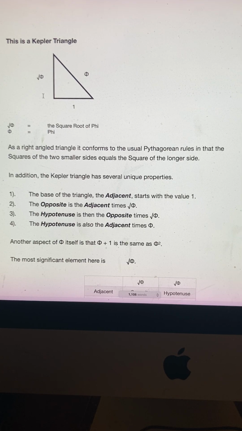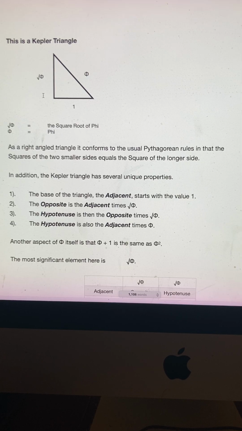The base of the triangle, the adjacent, starts with the value of 1. The opposite is the adjacent times the square root of 5. The hypotenuse is then the opposite times the square root of 5. The hypotenuse is also the adjacent times 5. Another aspect of phi itself is that 5 plus 1 is the same as phi squared.